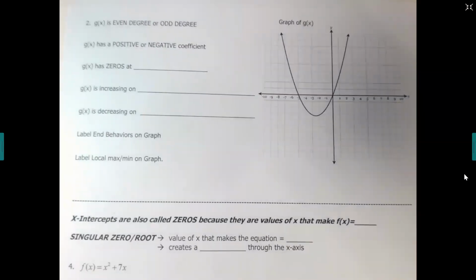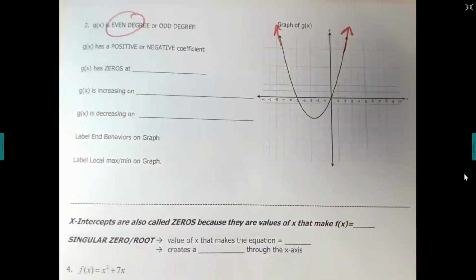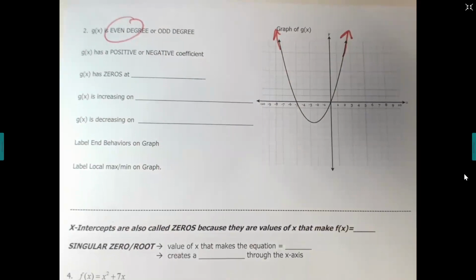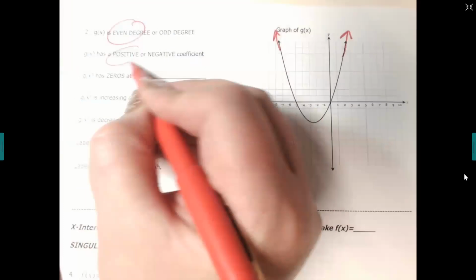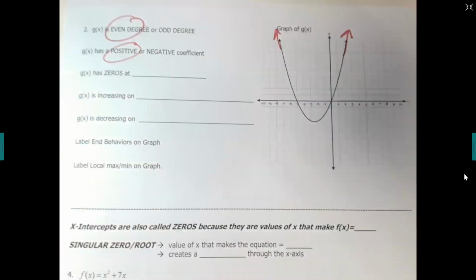First question I would ask you is, is it even or odd? You would look at the graph and look at the ends. I notice that this end is up, this end is up, that makes it even. Because both ends are up, that means my coefficient is positive. So the ends go the same way, they both go up.